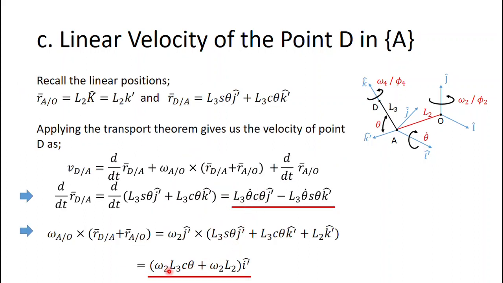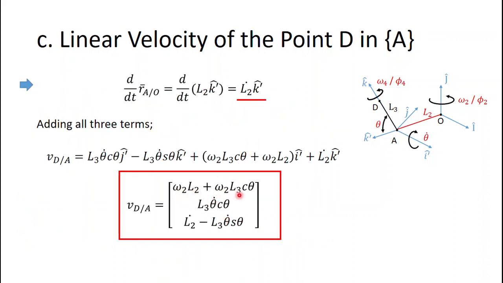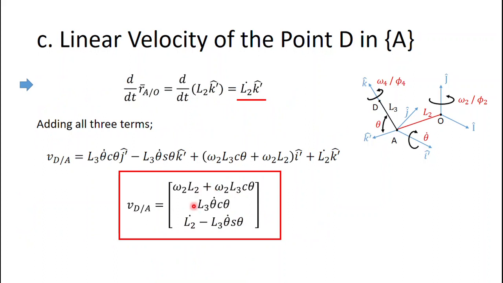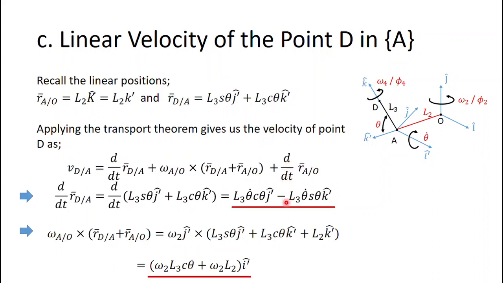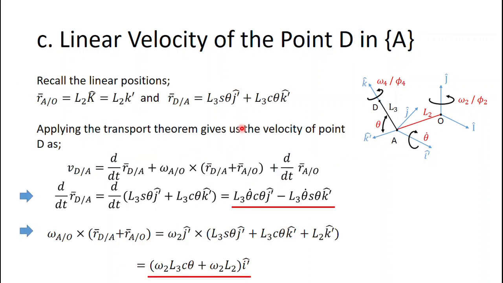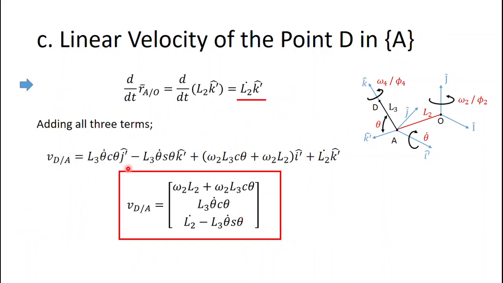We have omega 2 L3 cosine of theta plus omega 2 L2 along I. So omega 2 L2 plus omega 2 L3 cosine of theta, that's right. Along the j prime direction, we have L3 theta dot cosine of theta. That is also right. And in the k direction, we have minus L3 theta dot sine of theta, and L2 k prime. So we got the same answers. We have two terms along I, one along j, and two terms along k. Right. We got the velocity of this point.